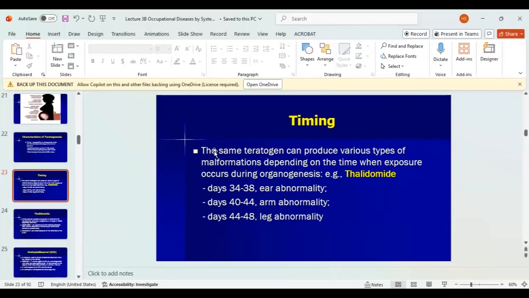And just to look at one teratogen, you must have heard of thalidomide. If the mother is exposed, days 34 to 38, the child could be born with ear abnormality. 40 to 44 days, arm abnormality. 44 to 48, leg abnormality. So it's the same chemical, but depending on when exposure takes place, the teratogenic effect will vary.